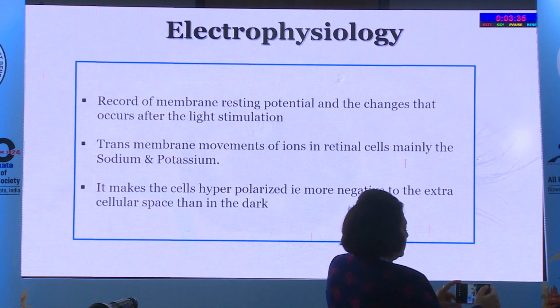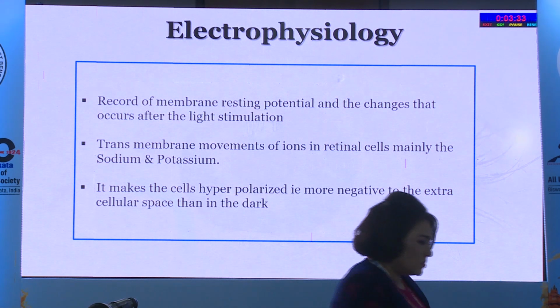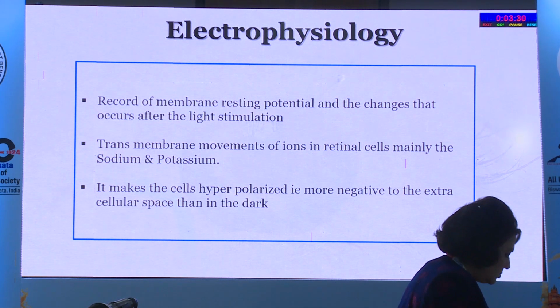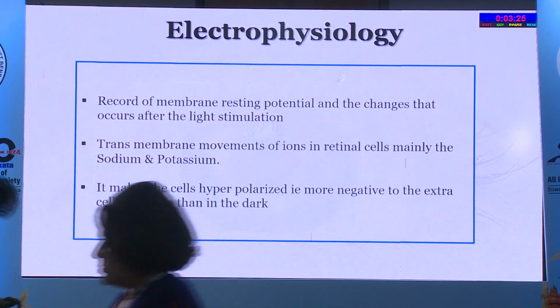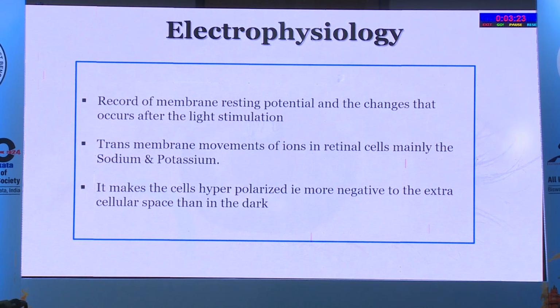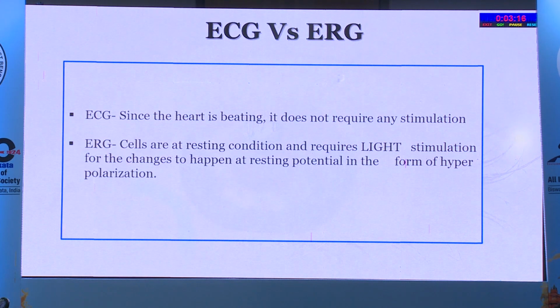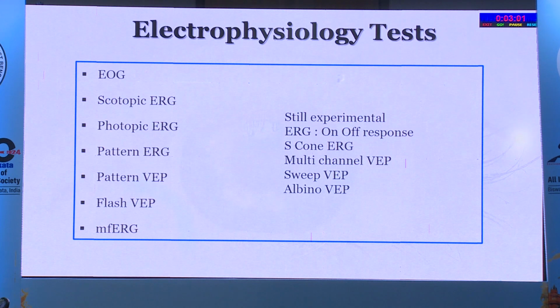In electrophysiology, basically it records the membrane resting potential and the changes that occur after light stimulation. Transmembrane movements of ions in retinal cells, mainly sodium and potassium, make the cells hyperpolarize, that is, more negative to the extracellular space than in the dark. In ECG, because the heart beats, it does not require any outside stimulation. But in ERG, cells are at resting condition and require light stimulation for the changes to happen at resting potential in the form of hyperpolarization.